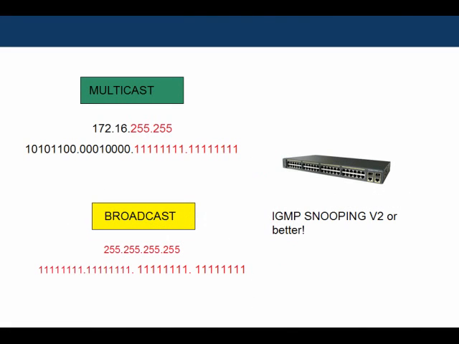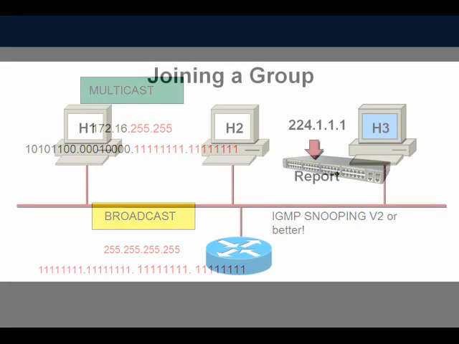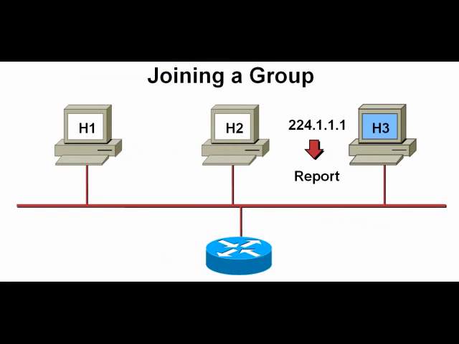If you're going to implement multicasting, you need a managed layer 2 switch that has the ability to do IGMP snooping version 2 or better. This allows the switch to tell the difference between a broadcast and a multicast packet. The second issue arises when we look a little closer at how multicast actually works. To receive multicast video, you need to be a member of the multicast group.